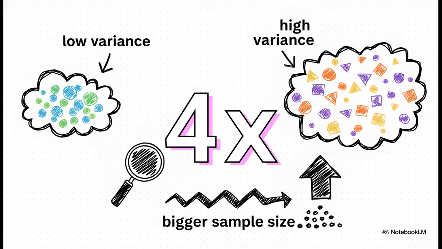And here is the real kicker. The amount of variance in the population you're studying directly tells you how big your sample needs to be. Think about it. If you're studying a group where opinions are all over the place, that's high variance, you're going to need a much bigger sample to get a good read. But if the group is pretty uniform, low variance, you can get away with a much smaller sample. It's all about the spread.